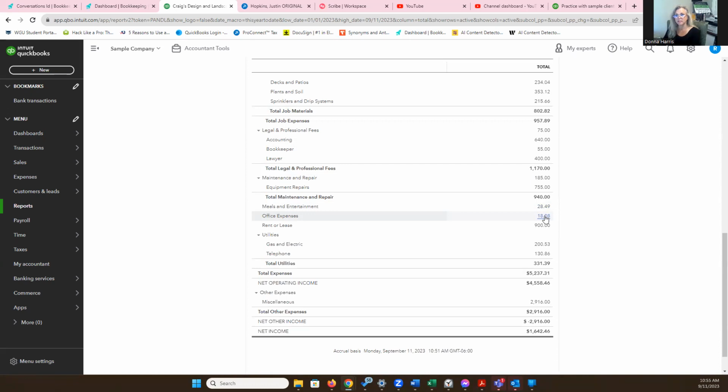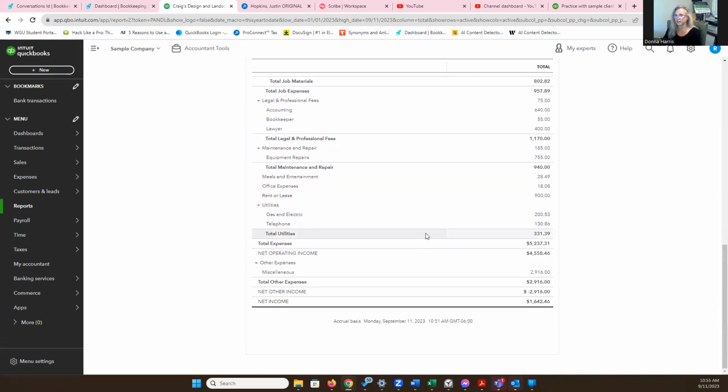Office expenses can include office supplies, so your Post-it notes, your paper, toner, ink, pens, pencils, scratch pads, planners, anything you can buy at Office Depot. Also can include salaries of office staff, okay? Then we have rent or lease. This is of real estate, so their office or yard, whatever it is they're using. Then we have your utilities, gas and electric, telephone. And yes, it is expected to see all of these listed in your profit and loss at the end of the year.